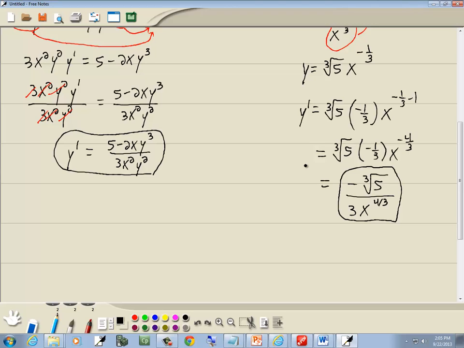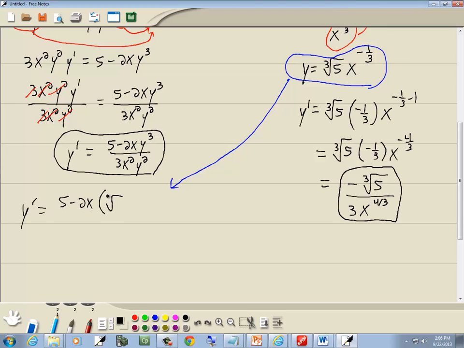Well, let's take that, like this right here, and let's plug that in for y at this point and see if we can get it to simplify to look like that. Okay, so we're going to have 5 minus 2x, and then we'll have the cube root of 5 x to the negative 1/3. We're replacing the y with this to the third power. And down here we'll have 3x squared, and then the cube root of 5 x to the negative 1/3 to the second power.